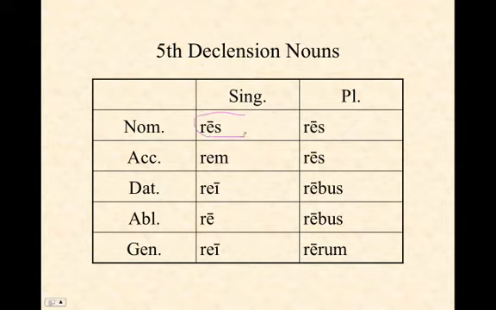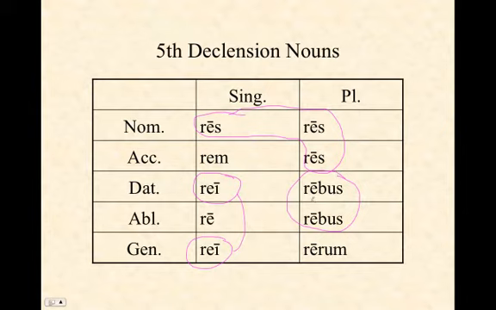You've got es as both the nominative singular and the nominative and accusative plural. You've got repetition where the dative and genitive singulars are both a long I, and you've got abus as the ending of both dative and ablative plural.